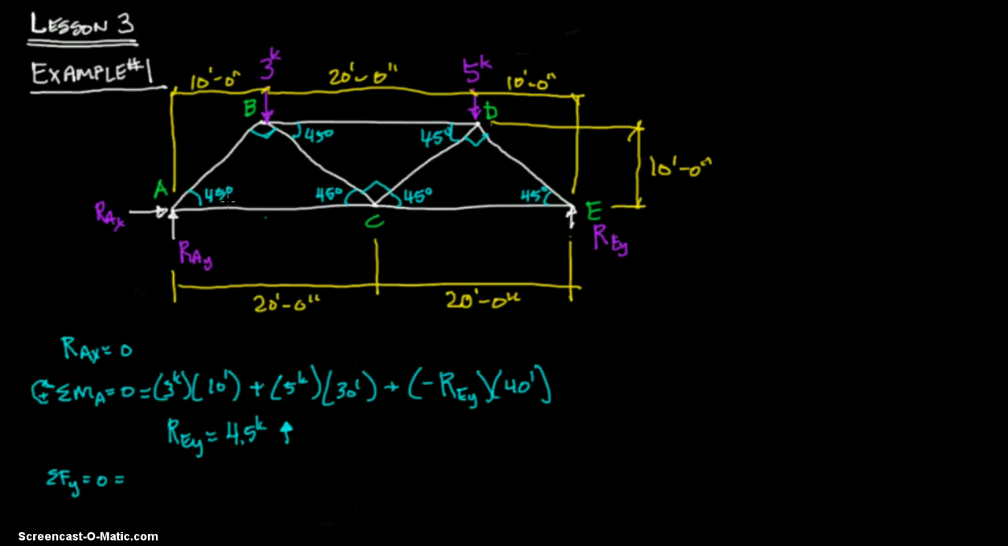We want to start from the left. We know that REY. Actually, let's start from the right. And we know REY equals 4.5. That's a positive 4.5. Then we have minus 5 kips. Then we have minus 3 kips. And then we have a positive. We're assuming. Remember, this initial assumption is positive. And that's all right. You can assume whatever you wish.